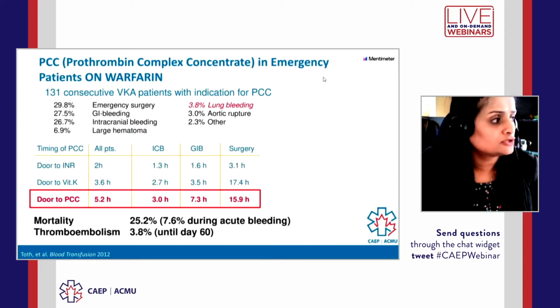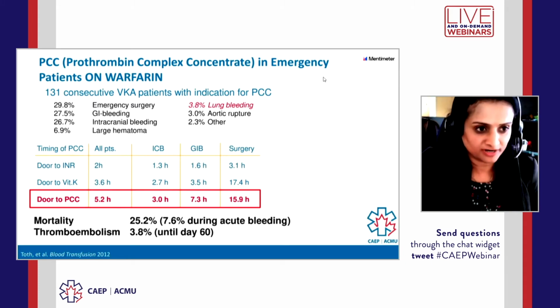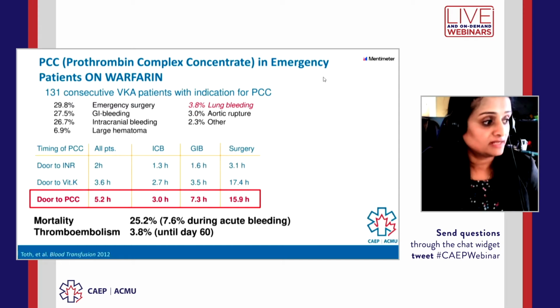This looked at using prothrombin complex concentrates in emergency patients presenting on warfarin with either associated bleeding or needing emergency surgery and reversal. It also looked at how good we are at initiating these products, and they looked at door-to-PCC time. As you can see, we can do much better than this. All patients had a delay of at least 5.2 hours, and specifically for intracranial bleeding, interestingly, it was 3 hours from door to PCC. So that's something we can work on.